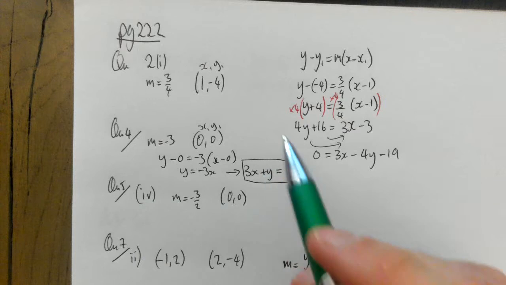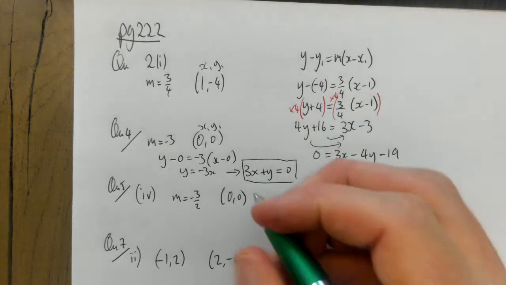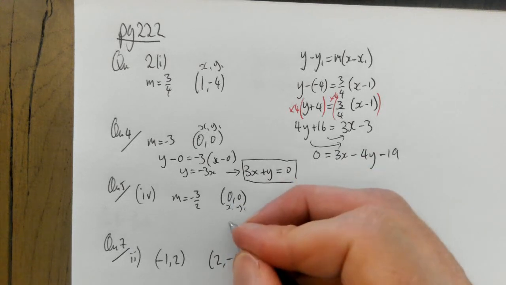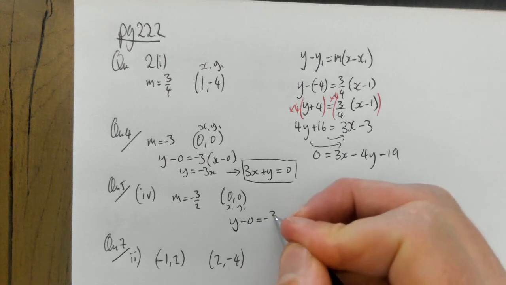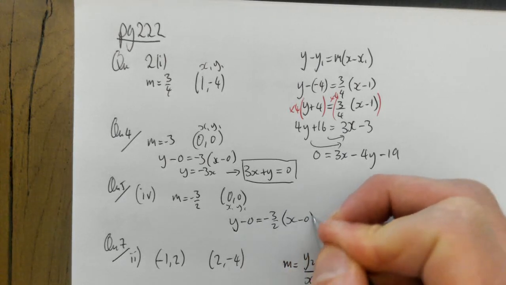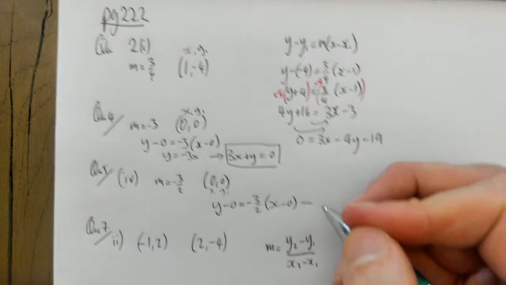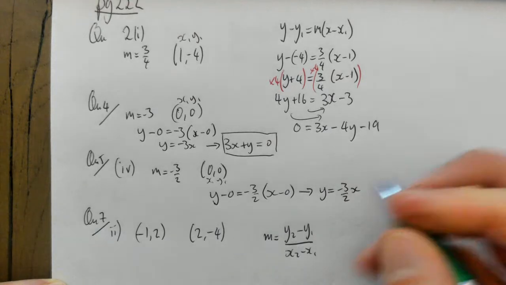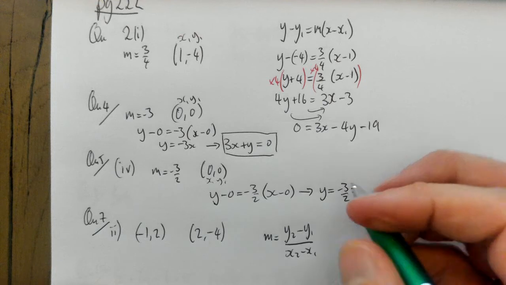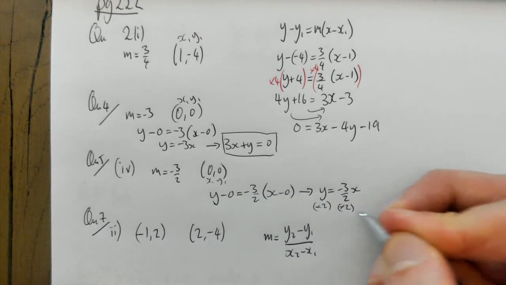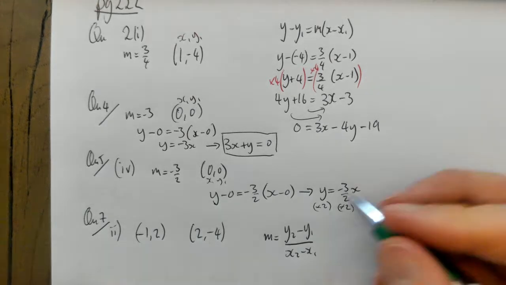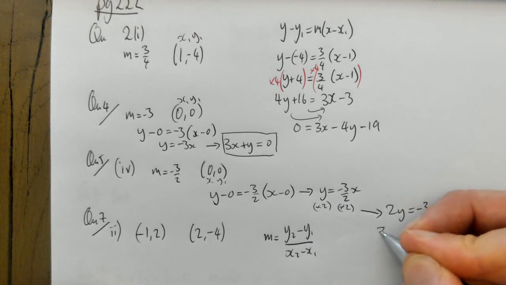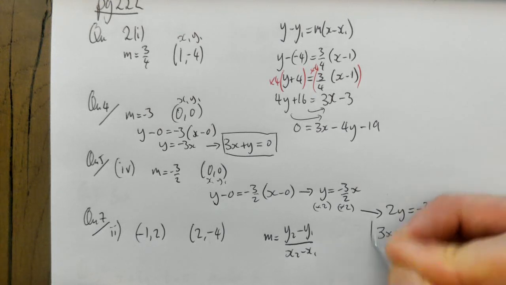Question 5i, so we're doing the same thing, back to this formula all the time. x1, y1 is 0, 0 again, so y minus y1, y minus 0, is equal to minus 3 over 2 (x minus 0), which gives me y is equal to minus 3 over 2 x. I'd try and get rid of the fraction again, so I'd multiply both sides by 2. That gives me 2y on this side equals minus 3x. Add the 3x, you get 3x plus 2y is equal to 0.